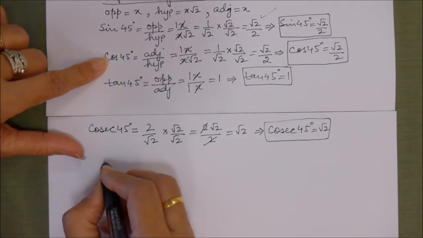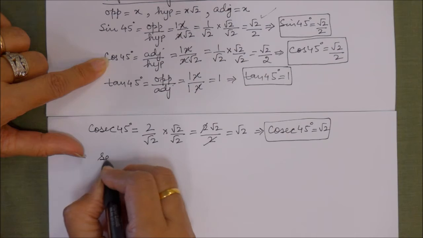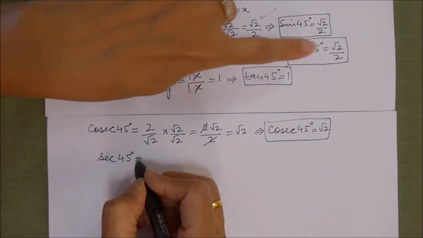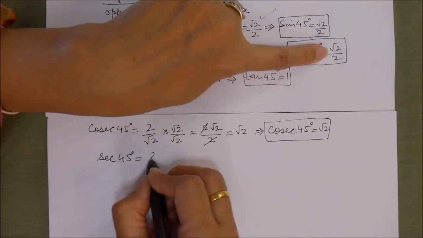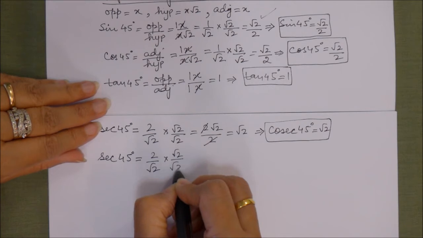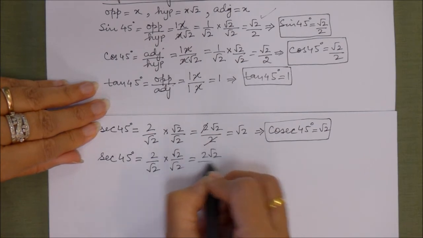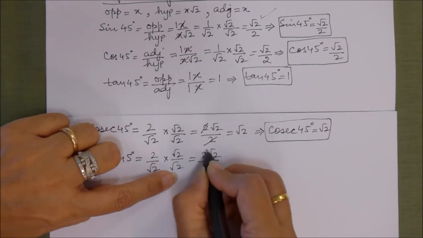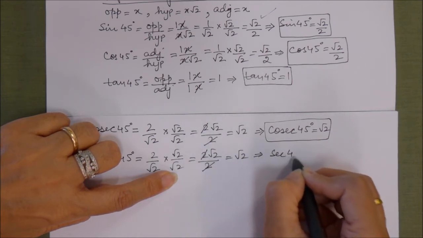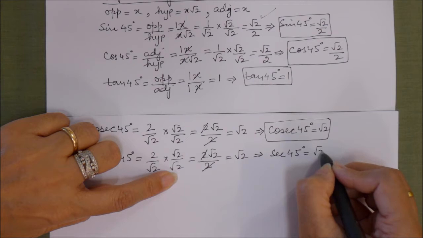Same way the reciprocal of cosine is secant 45 degree. Again it is the reciprocal of this expression, so it is 2 over square root 2. Rationalize, so it is 2 square root 2, multiplication of these two is 2, so it gets cancelled. So square root 2, so secant 45 degree is square root 2.